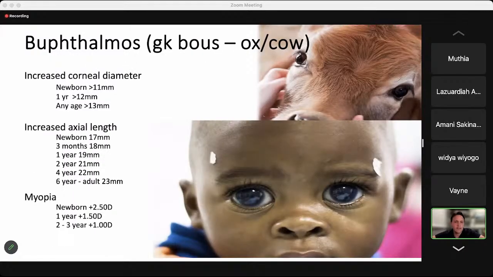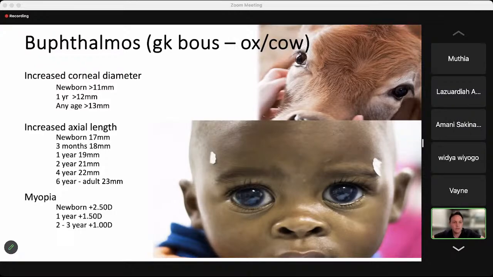The classic sign that we see in congenital glaucoma is buphthalmos. It's a term that comes from the Greek word bous, meaning ox or cow, and obviously relates to the appearance of the eye that resembles that of a cow. It's an eye that has an increased corneal diameter and increased axial length, and overall that contributes to the eye becoming quite myopic. It's useful to have in your mind what a normal corneal diameter is, particularly for more subtle cases of glaucoma where you're not quite sure whether this is normal or not.